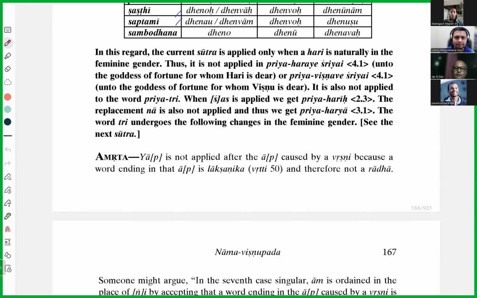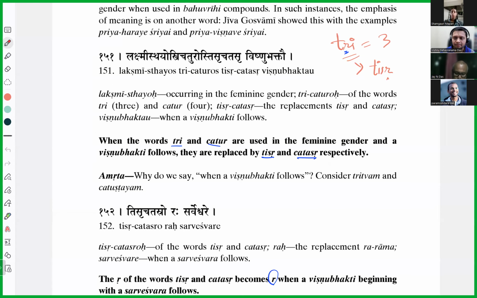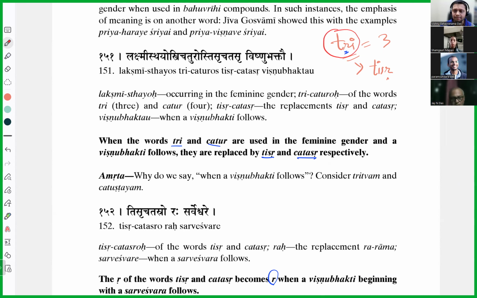Then the next word is three, which is a numeral, which means three. So all the numerals are declined in all the genders because they are adjectives. We did it in Purushottam Linga, and now we are doing it in Lakshmi Linga, feminine gender. So Lakshmi Sthayos, Tri Chaturos, Tisri Chatasri Vishnu Bhaktau.